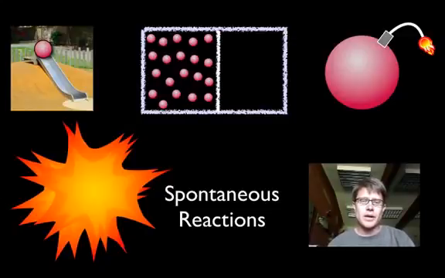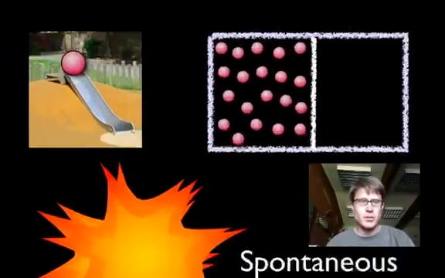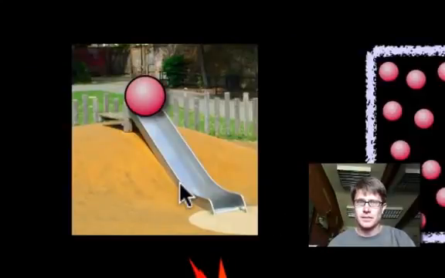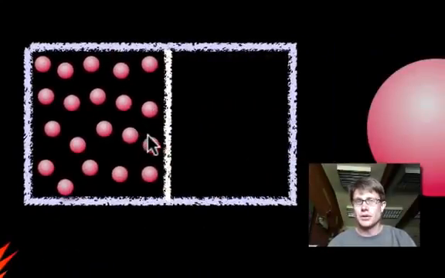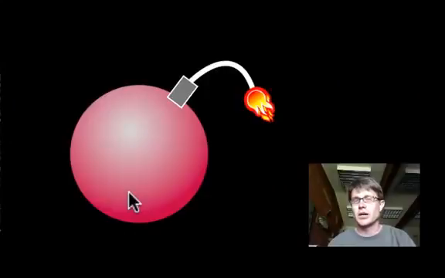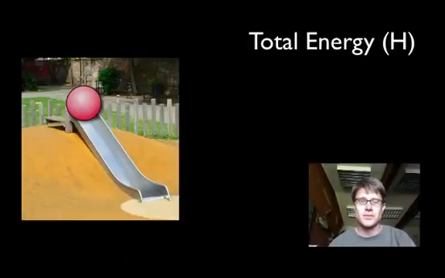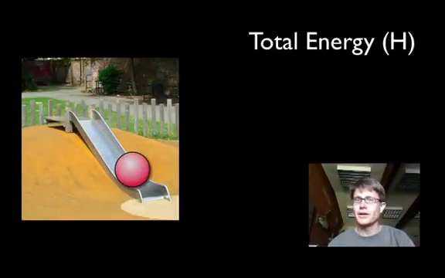The three reactions that I'm going to talk about here are, number one, a ball rolling down a slide. Number two, diffusion. And number three, a cherry bomb that's exploding. We're going to apply Gibbs free energy to each of these. So let's start with the ball at the top of the slide, which is going to roll down to the bottom.